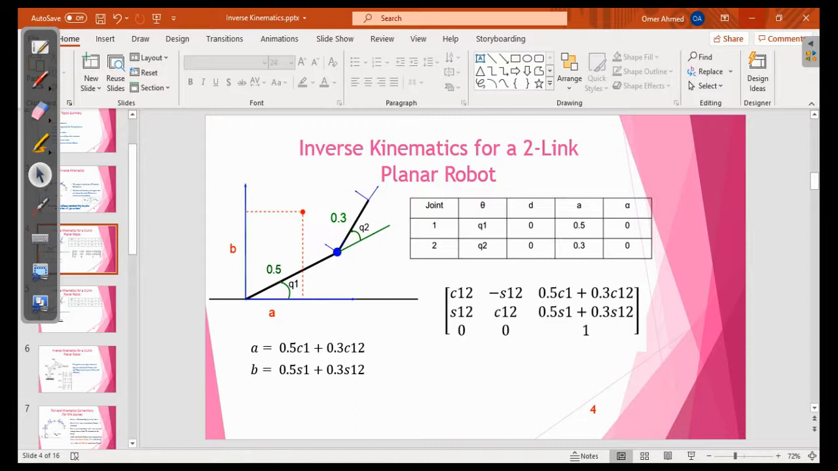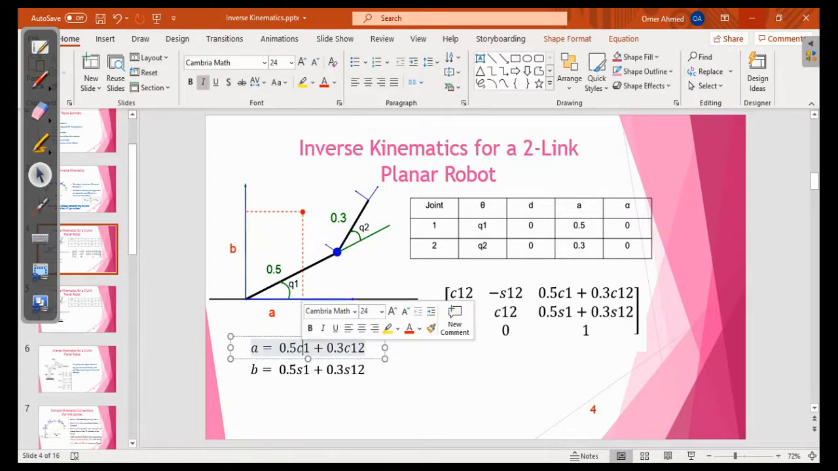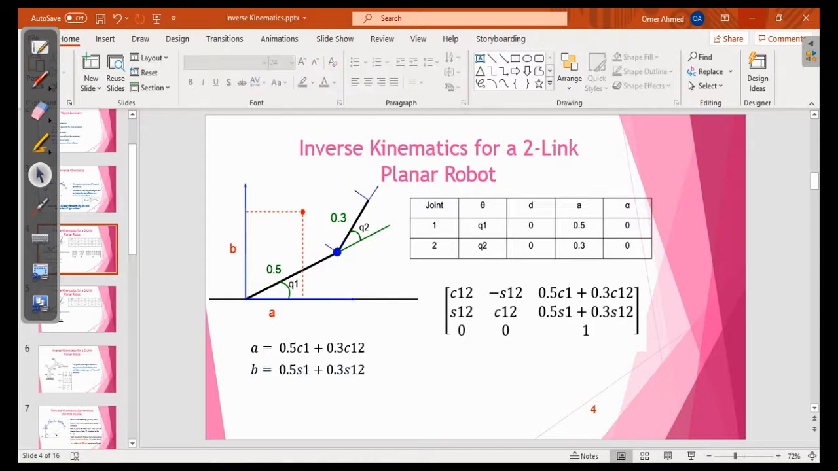0.5 S1 plus 0.3 S12 is equal to B. So computing inverse kinematics for this particular robot basically means solving these two equations for values of Q1 and Q2. Remember that C1 is equal to cosine of Q1. Similarly, S1 is sine of Q1, C12 is cosine of Q1 plus Q2, and S12 is sine of Q1 plus Q2. Okay, so let's go ahead and start computing.